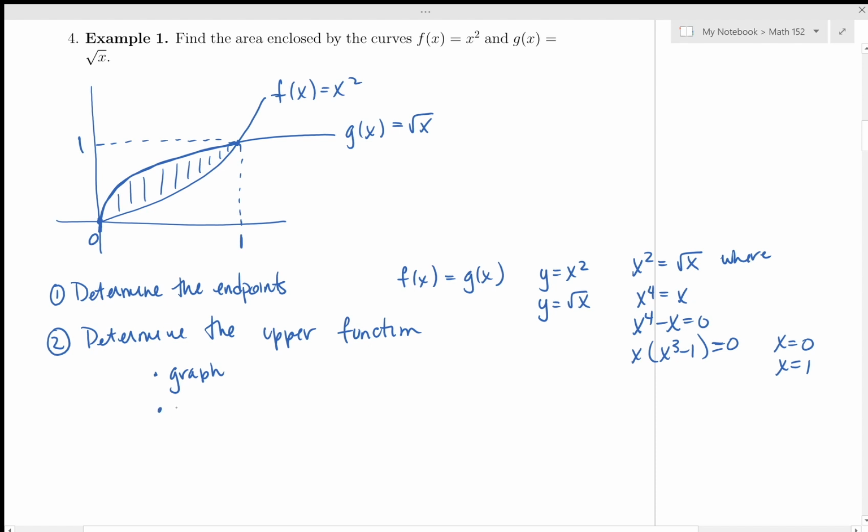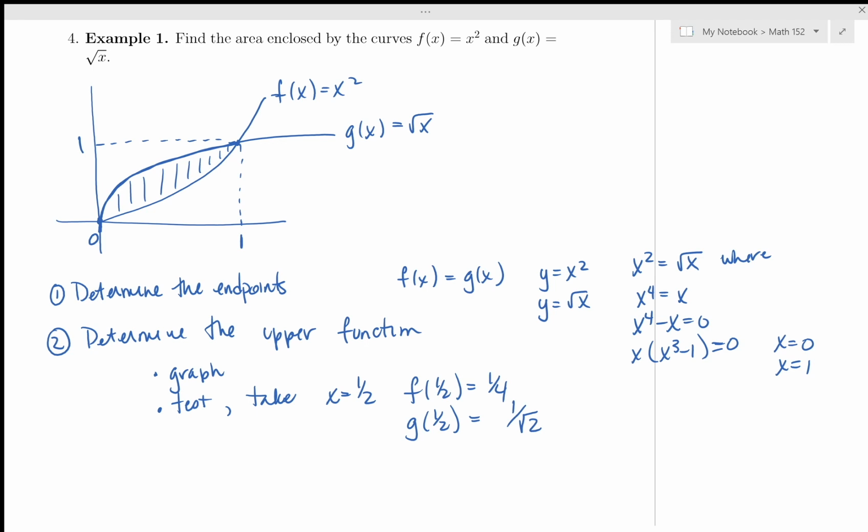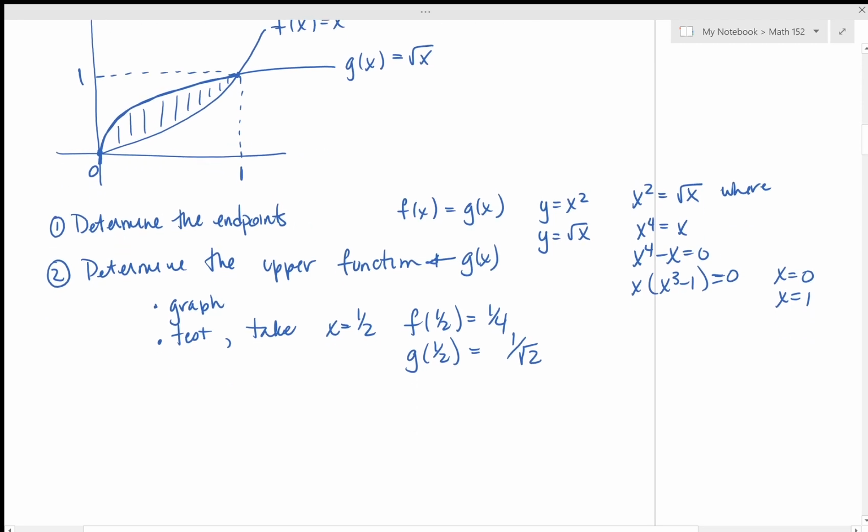There's a way, you could use the graph. That's one method. Or you could test, for example, take x equals 1/2, and then you could compute f of 1/2 and find out that that's 1/4, and you could compute g of 1/2 and find out that that is 1 over square root 2, and then you would see that 1 over square root 2 is bigger than 1/4. So g of x is the upper function. So the answer to this question is g of x. So you've determined the endpoints, you've determined which is the upper function, and then step 3, you write the integral.